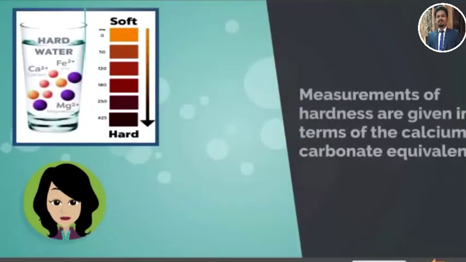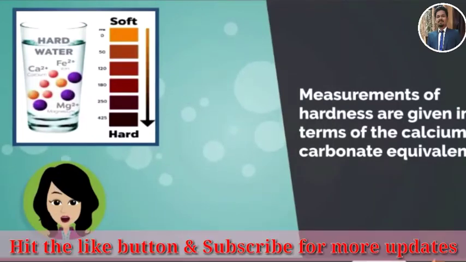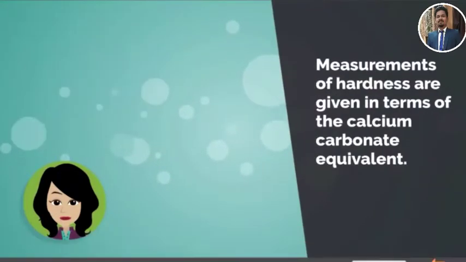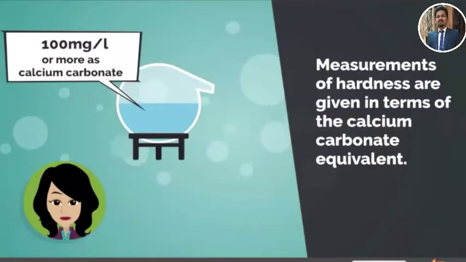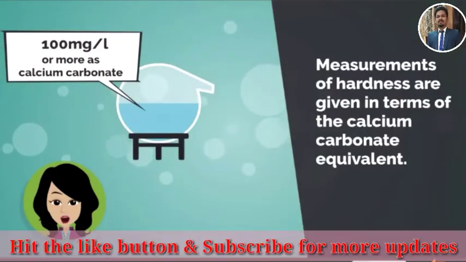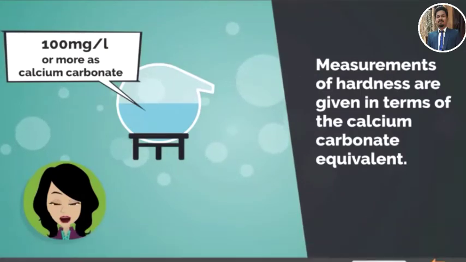Measurements of hardness are given in terms of the calcium carbonate equivalent. Water is considered to be hard if it has a hardness of 100 mg per liter or more as calcium carbonate.